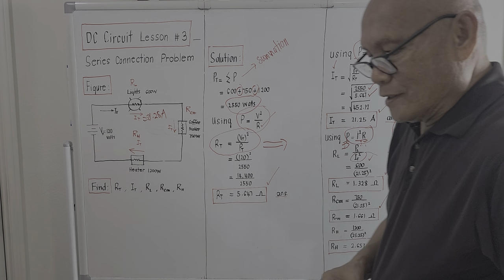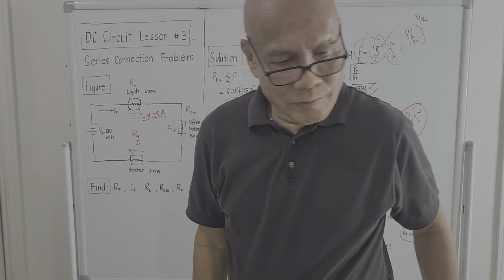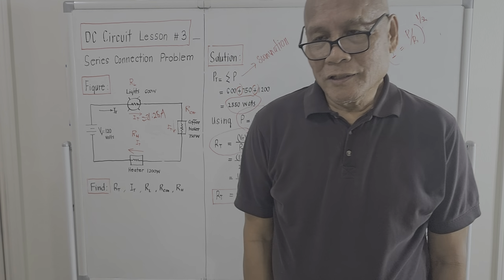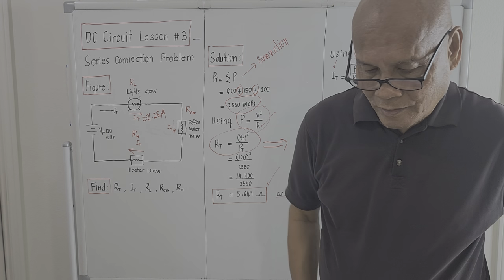Okay, that's it, guys. This should be a good illustrative example on the computation of a DC series connection.